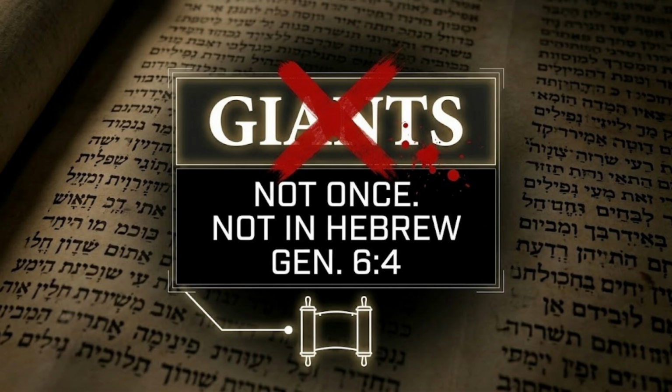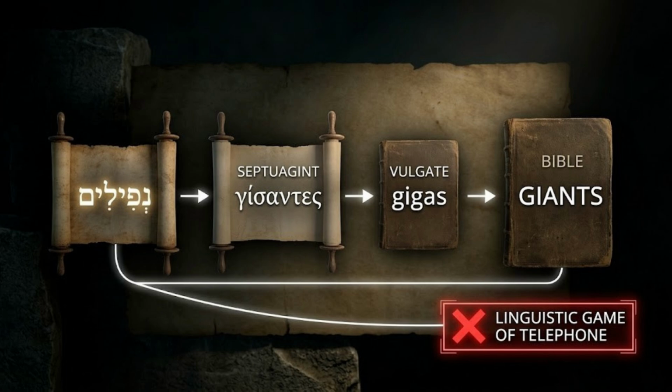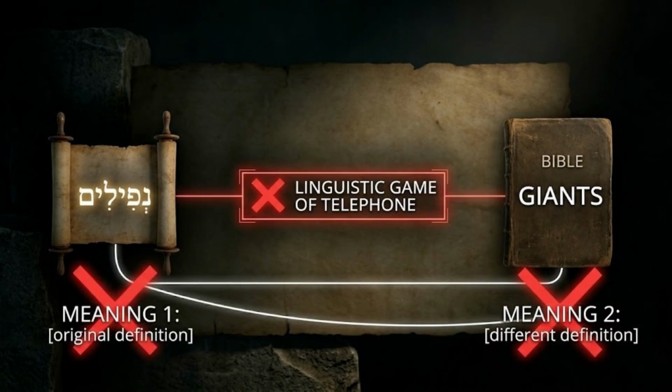The English word giants, the word most of your Sunday school teachers used, the word most Bible teachers reach for first, does not appear in the original Hebrew at Genesis 6:4, not once. It was never there. It entered the tradition through a translation of a translation, a linguistic game of telephone that turned a Hebrew word meaning one thing into an English word meaning something else entirely.